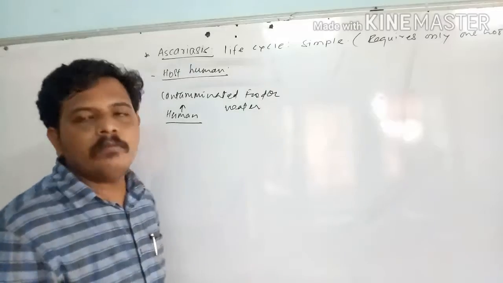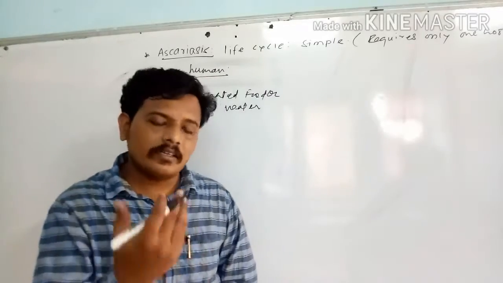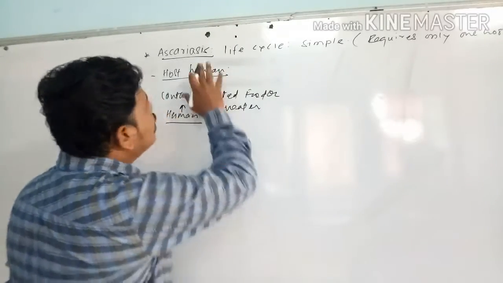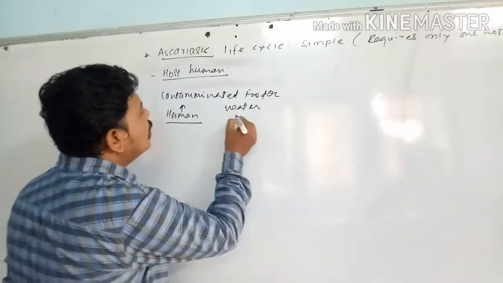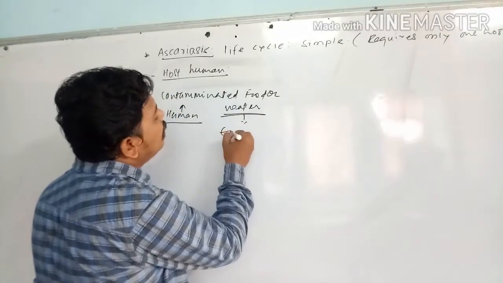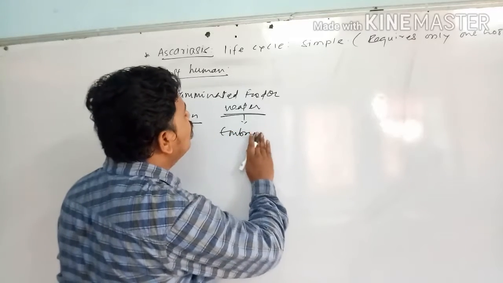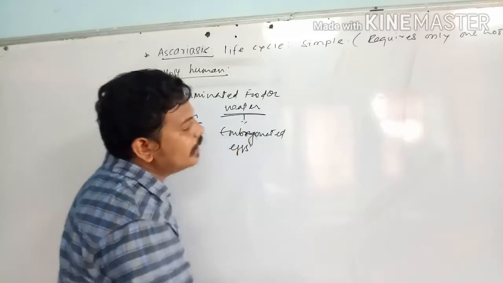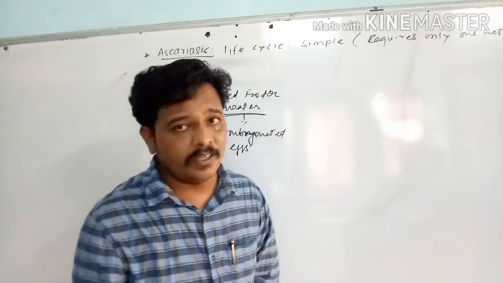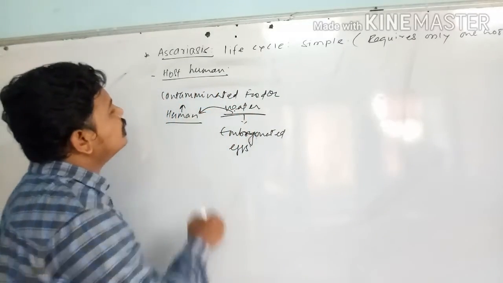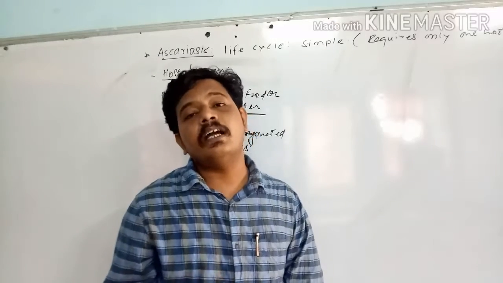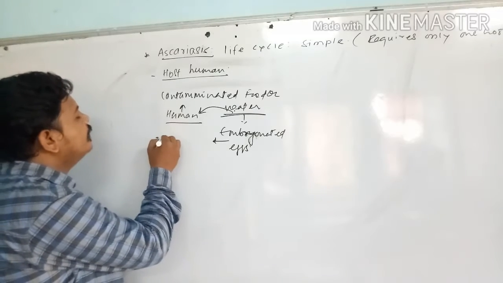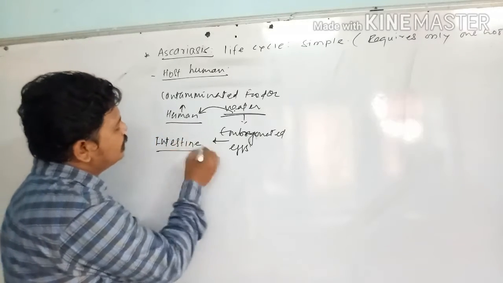Whenever we consume such contaminated food or water, what does contaminated mean? Here is the meaning: containing Ascaris lumbricoides. Now this contaminated food contains embryonated eggs. Embryonated eggs means fertilized eggs of Ascaris lumbricoides. When such food or water is consumed by the healthy human being, this embryonated egg enters the intestine of that person.